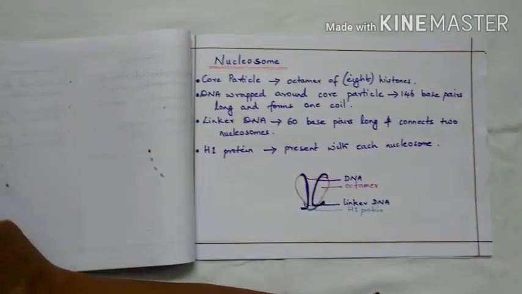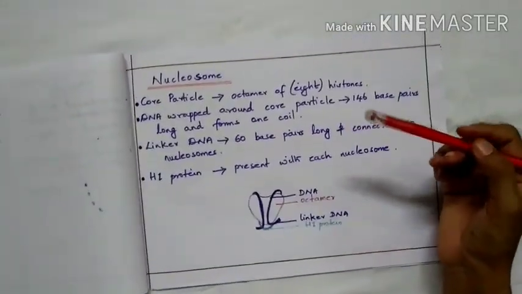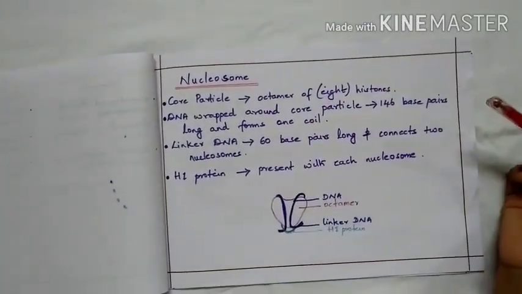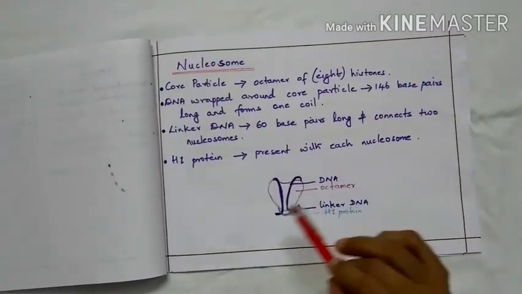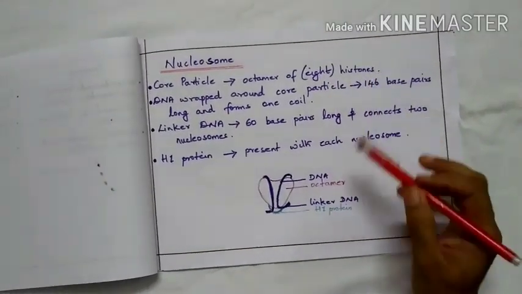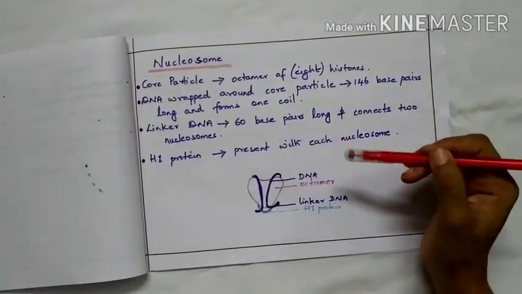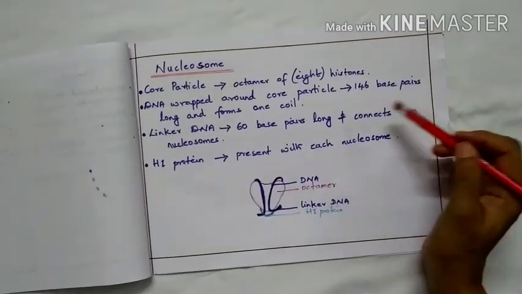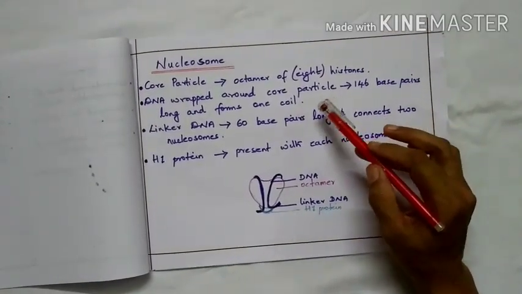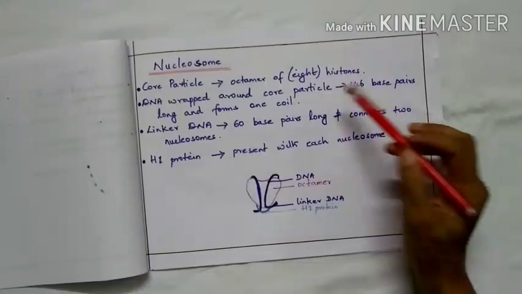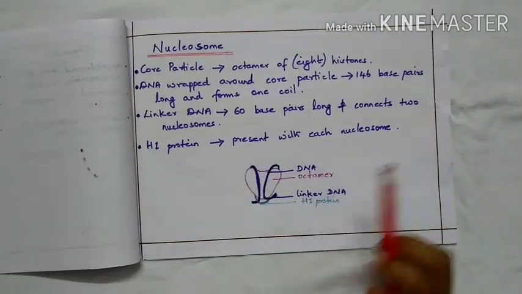In the chromatin thread, as we said earlier, there are beaded structures, each bead called a nucleosome. Now, what is the actual structure of a nucleosome? It has a core particle, which is an octamer consisting of 8 histones, which are proteins, around which the DNA, which is a double helical structure, is found wrapped. It is 146 base pairs long, which forms a single coil. And between two nucleosomes lies linker DNA, connecting the nucleosomes.